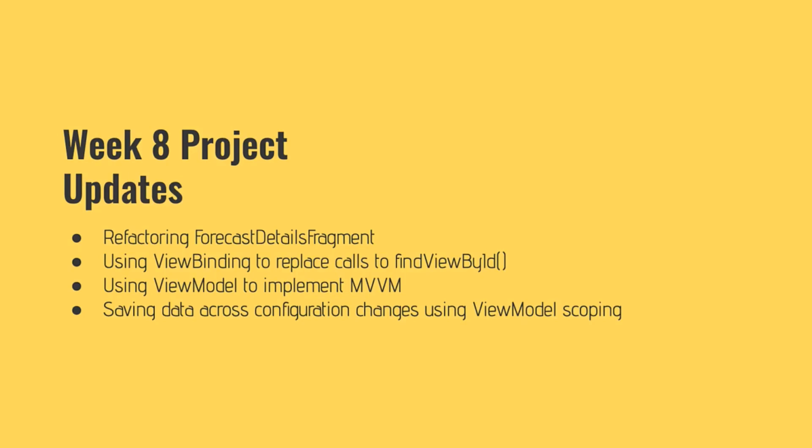So this week, we're going to be focusing exclusively on refactoring forecast details fragment in a few different ways. We're going to use view binding to replace all of our calls to findViewById. We're going to introduce the Android ViewModel class and use that to implement a simple MVVM architecture within forecast details fragment. And then finally, we're going to save data across configuration changes by using ViewModel scoping and reusing existing ViewModel data when the fragment and the device is doing things like rotating around.